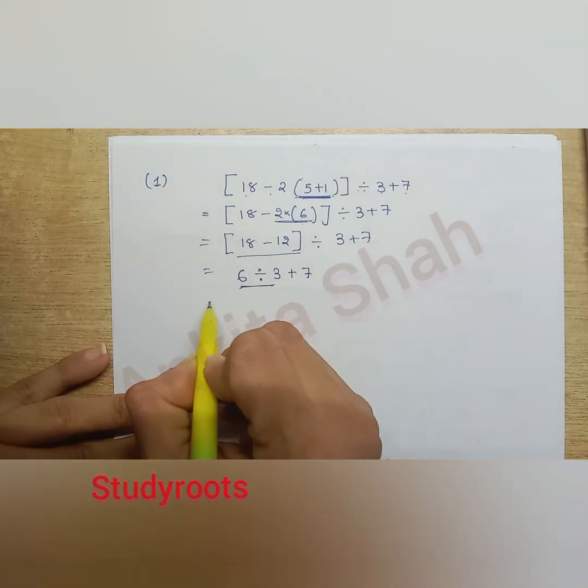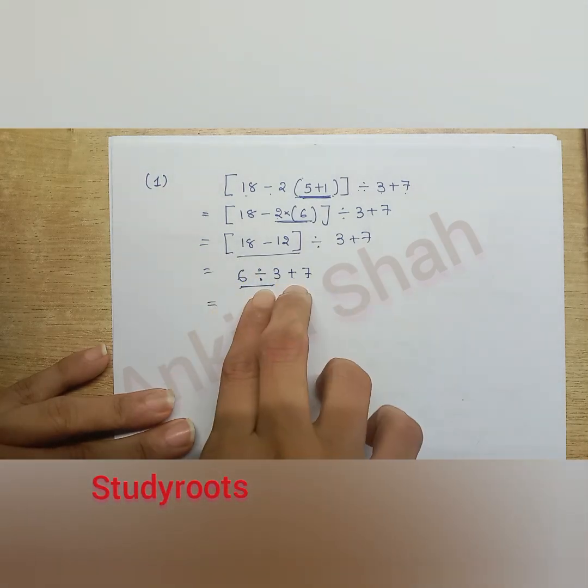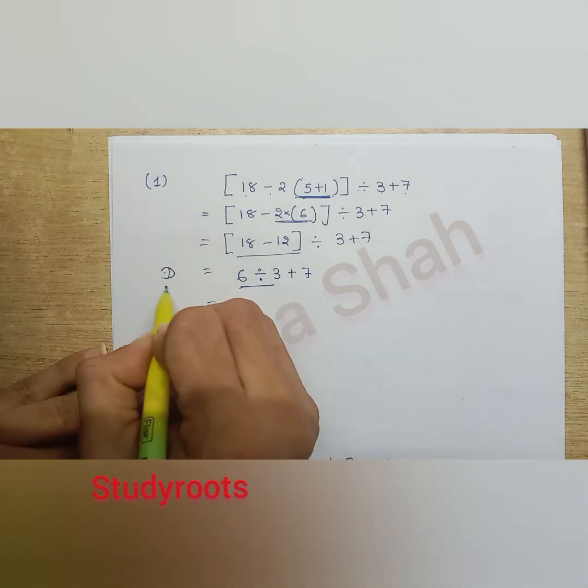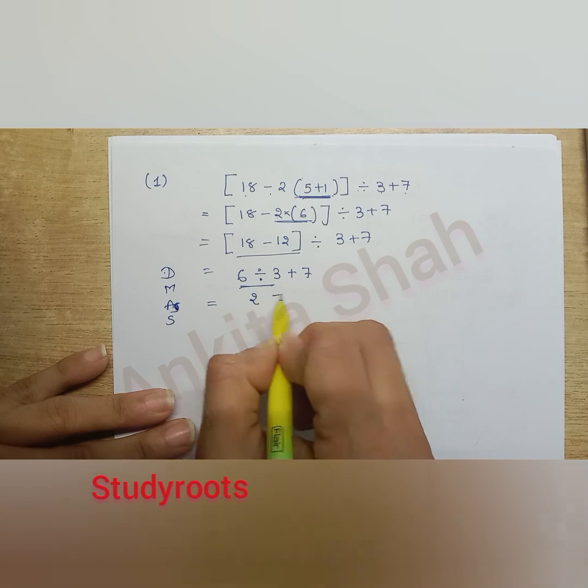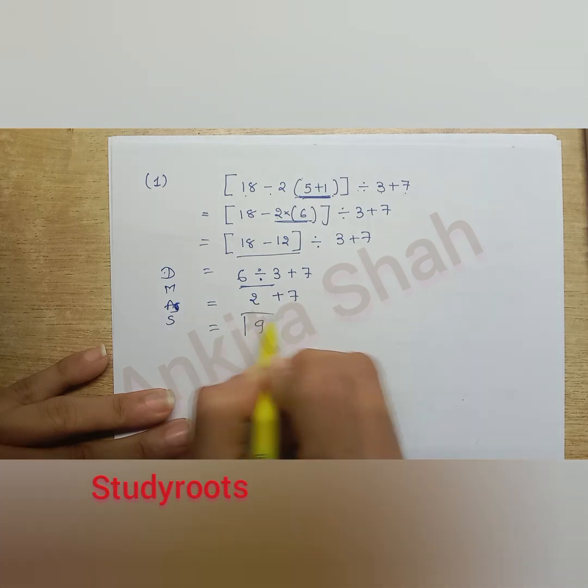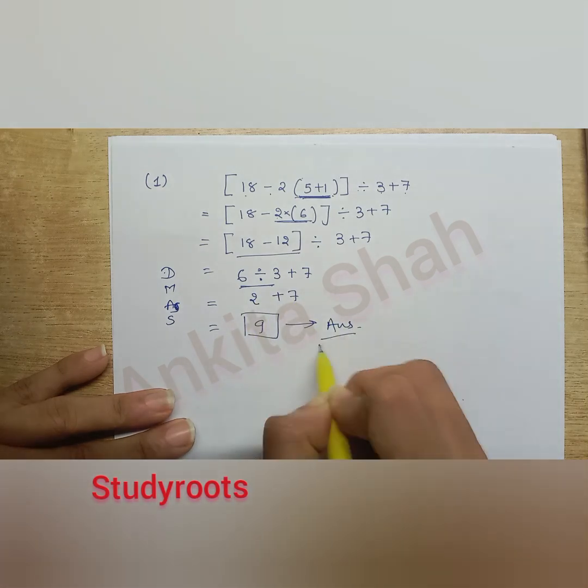So 6 divided by 3. Now check, there is no sign of multiplication and division other than this, that is why we will follow BODMAS. So 6 divided by 3 is 2, plus 7, which is 9. And 9 is our answer.